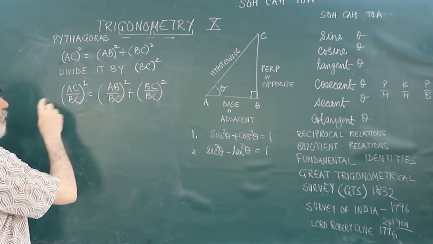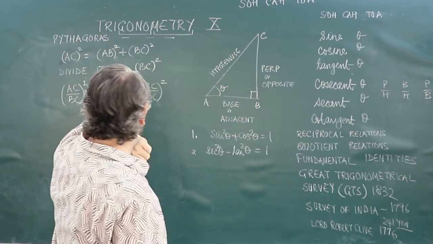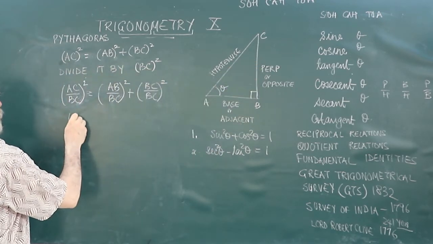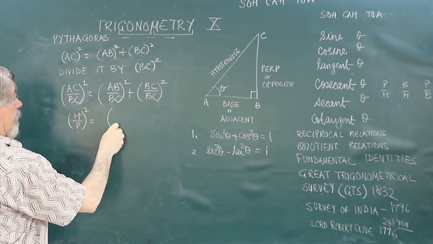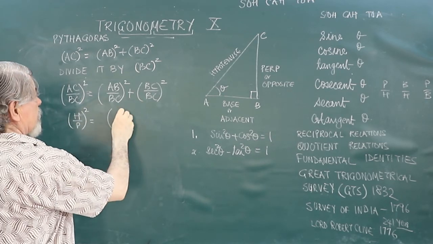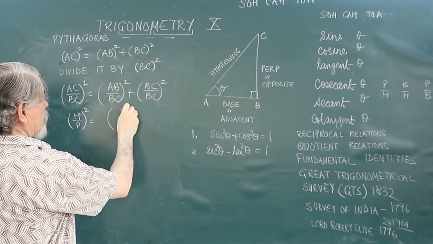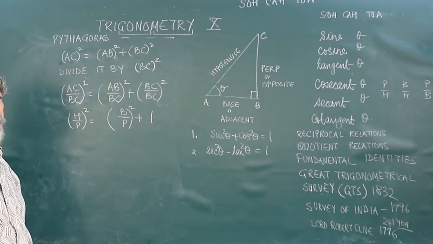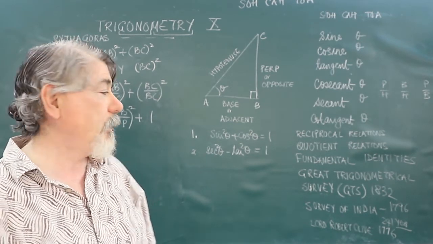Now AC upon BC, what is AC? AC is hypotenuse and BC is perpendicular. Hypotenuse upon perpendicular whole square. AB is base and BC is perpendicular, whole square, plus 1. BC square upon BC square is 1.